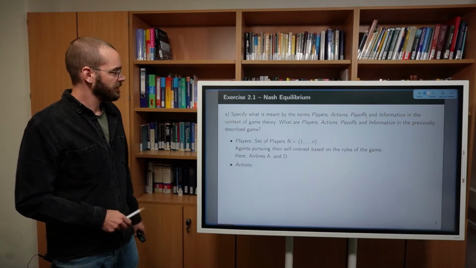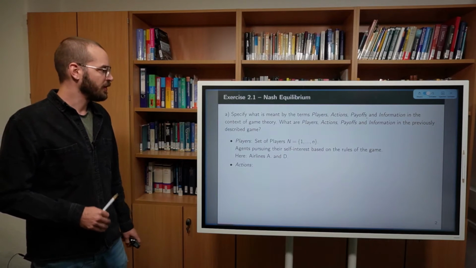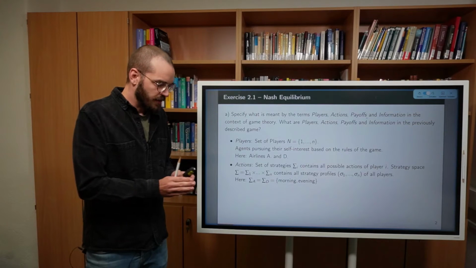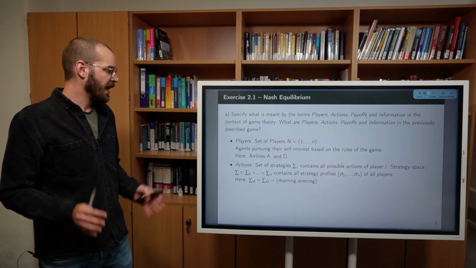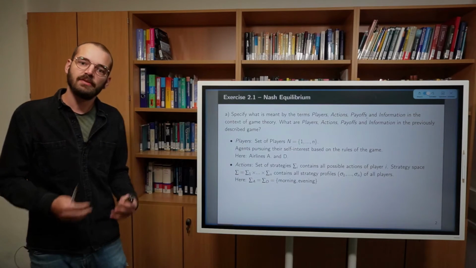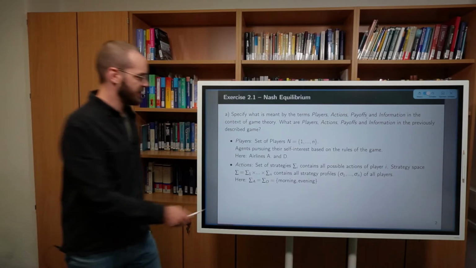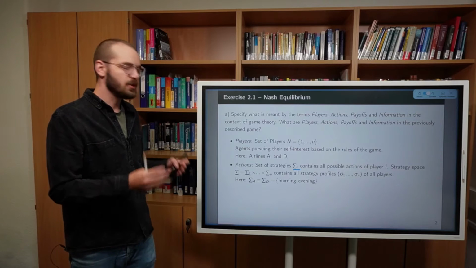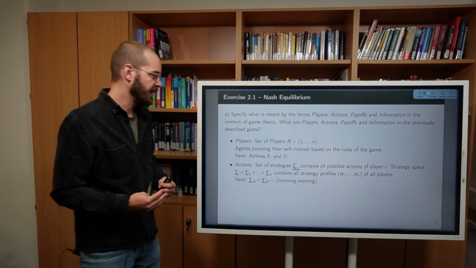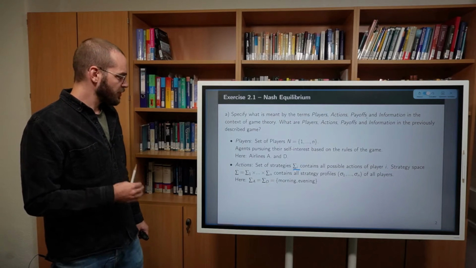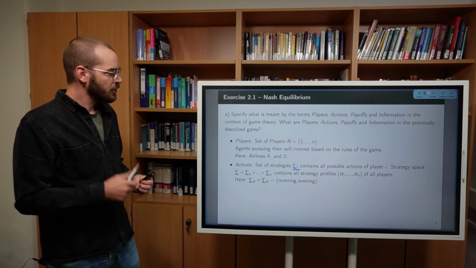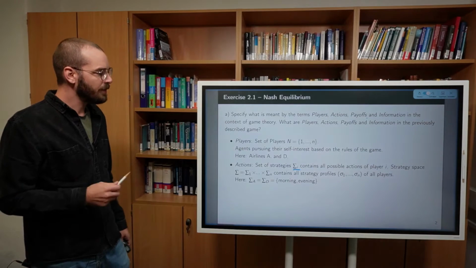The second term we need to talk about is actions. Actions are understood as a set of strategies, and this set of strategies will be called sigma I. I is indicating that we are talking about player I, all right? So actions are understood as the set of strategies sigma I, which contains all possible actions of a player I.